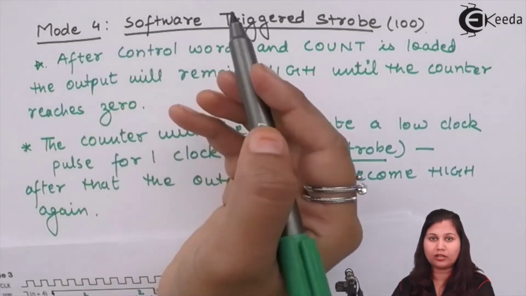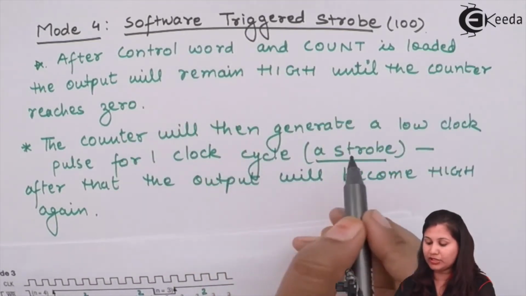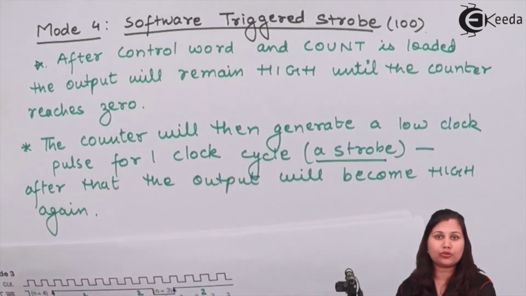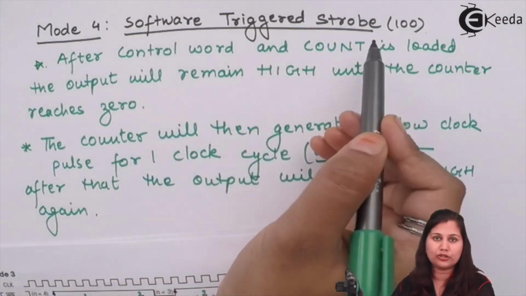So it is called software triggered, because this 1 clock cycle, which is also known as a strobe, this pulse can be used to trigger some device, okay, as a triggering input for some device. So that is why it is known as a software triggered strobe.